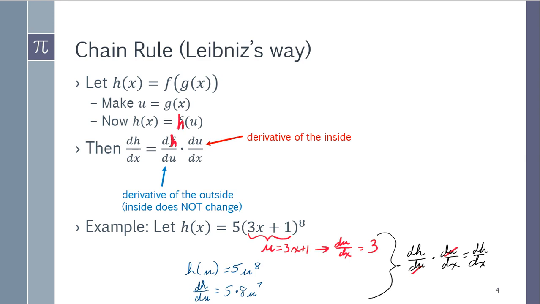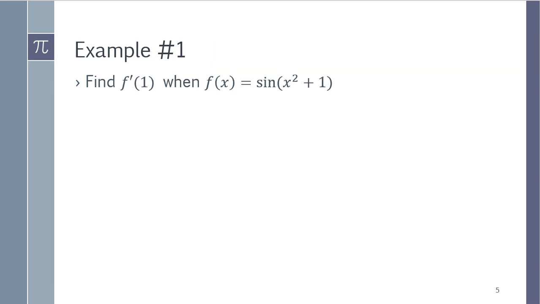So that means dh du was 40 u to the 7th. du dx was 3. But then I do want to change my u's back into x's since I want to be with respect to x. So this is going to be 40 times 3x plus 1 to the 7th times 3, which is what we got doing it Newton's way as well. I will admit I'm pretty partial to doing Newton's method, so you're going to see me kind of doing that one. So kind of seeing this in action.